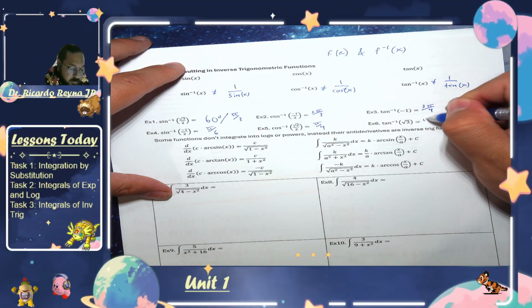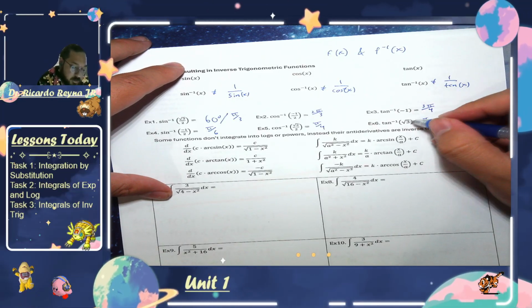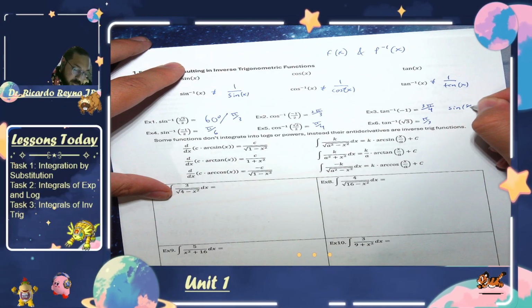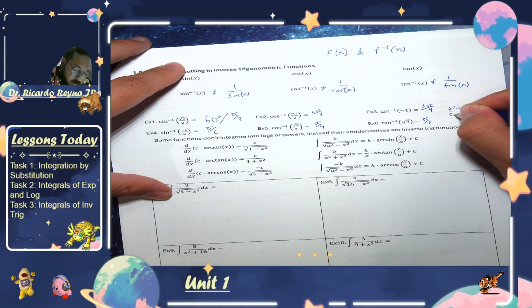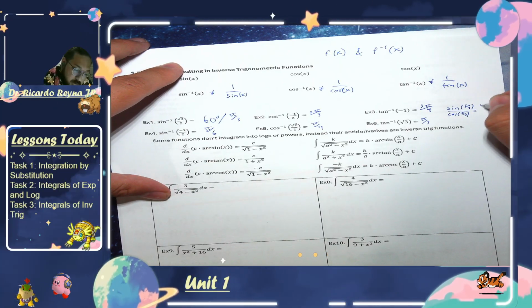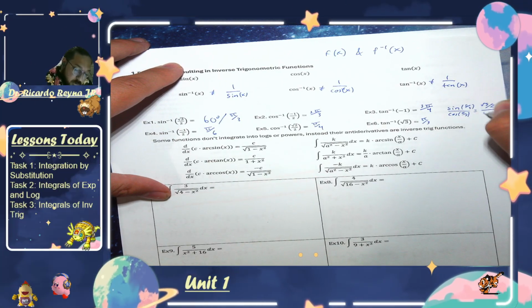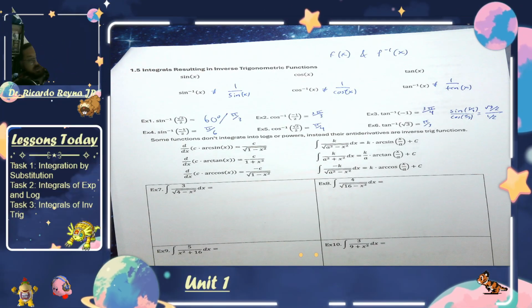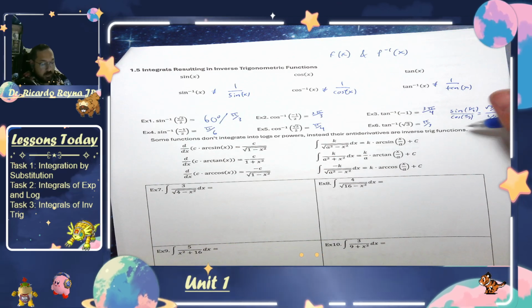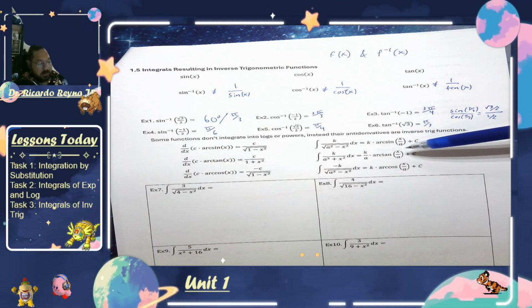I believe it's pi over 3 as well. Let me double check. Sine of pi over 3, cosine of pi over 3, that's going to be square root of 3 over 2, 1 over 2. Yeah, okay. Just double checking. Right. So from here, we know that these inverse ideas exist.